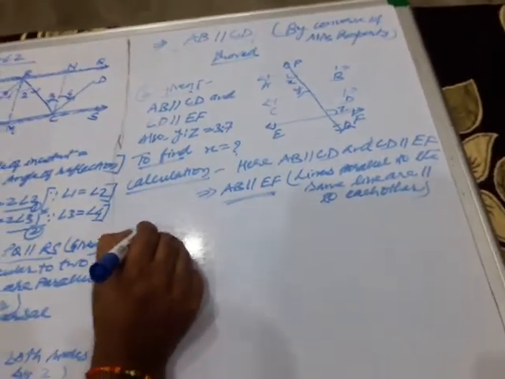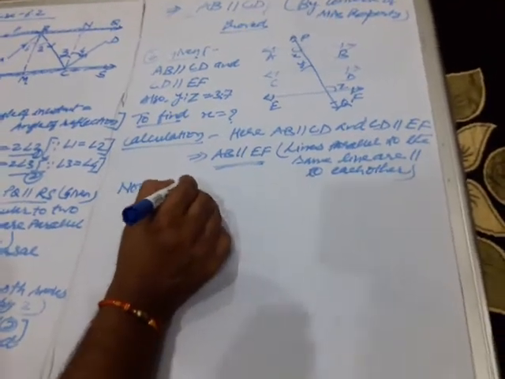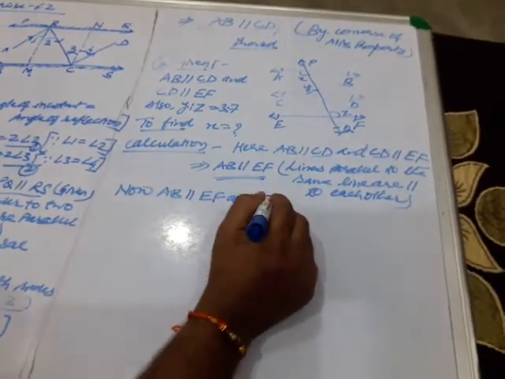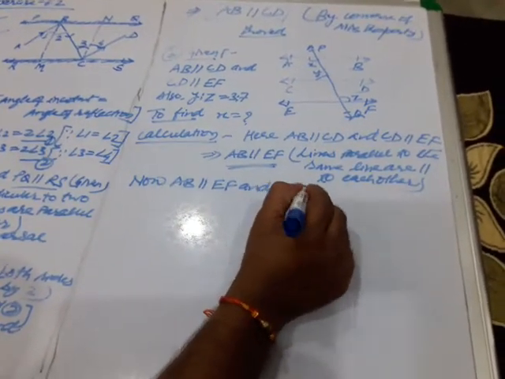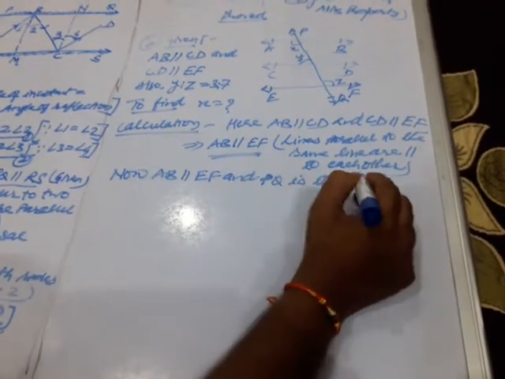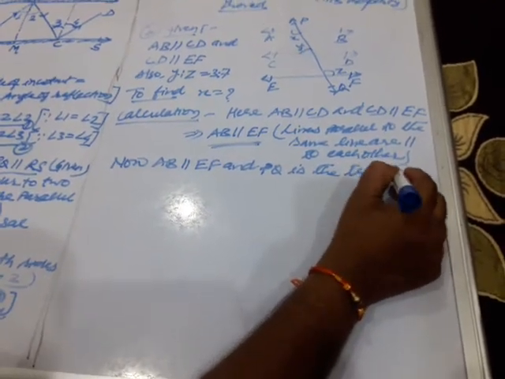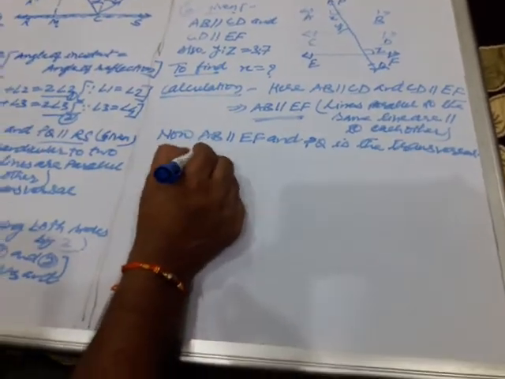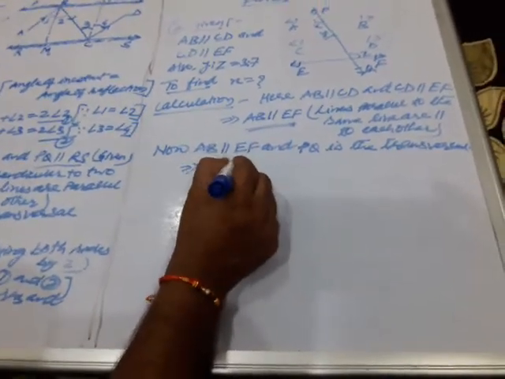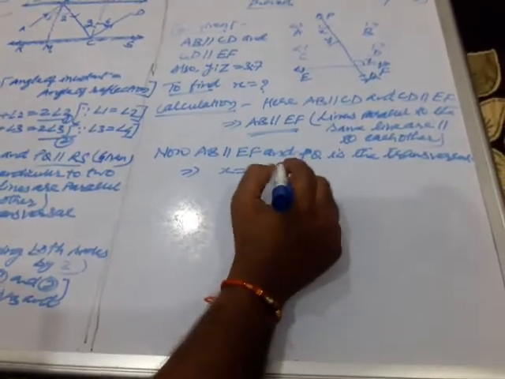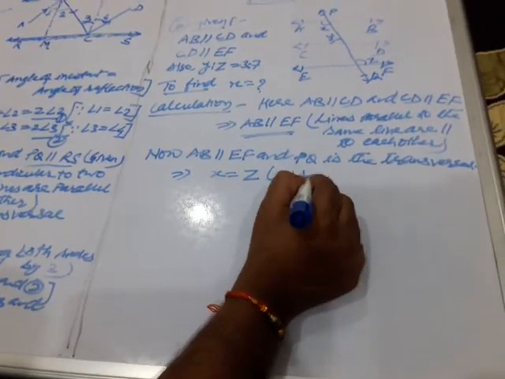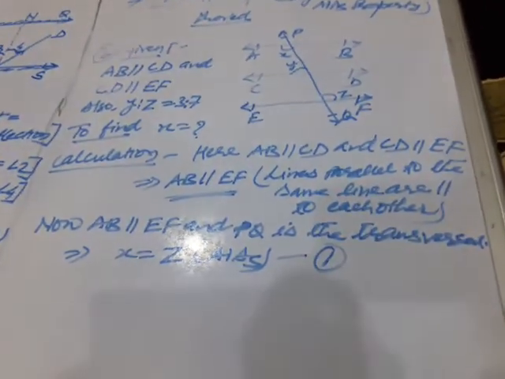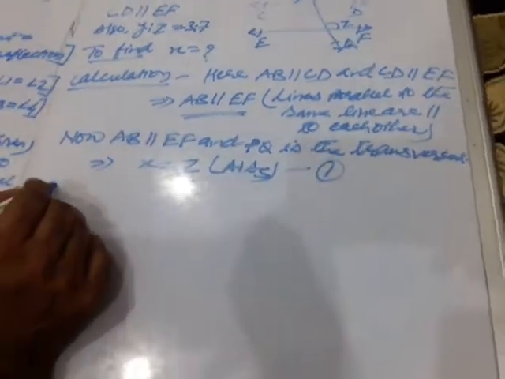Now AB is parallel to EF and PQ is the transversal. This implies that X equal to Z, that is alternate interior angles. See the figure, this X equal to Z, let it be equation number 1. Clear?